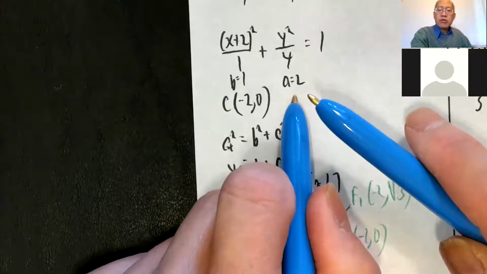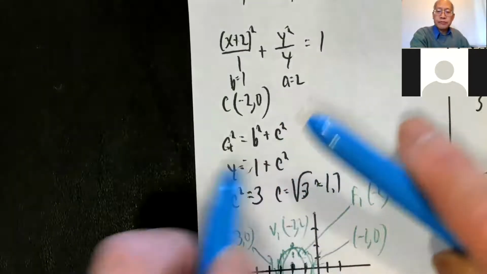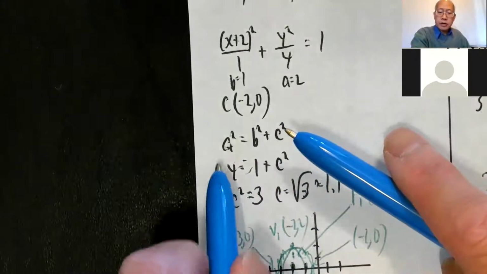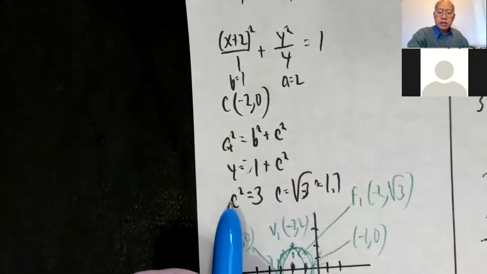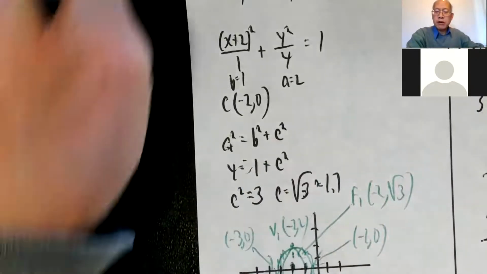A squared equals B squared plus C squared. Put a 2 here. 2 squared is 4. Put a 1 here. 1 squared is 1. Subtract. C squared is 3. C is radical 3, about 1.7.